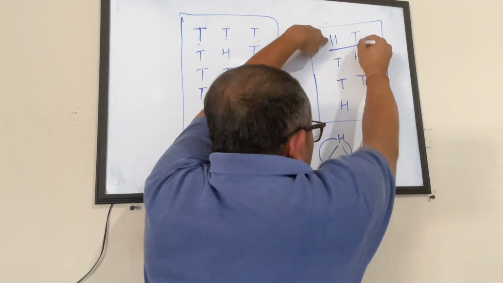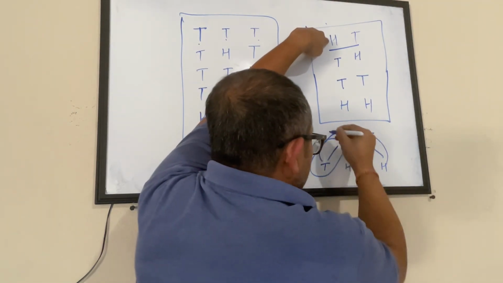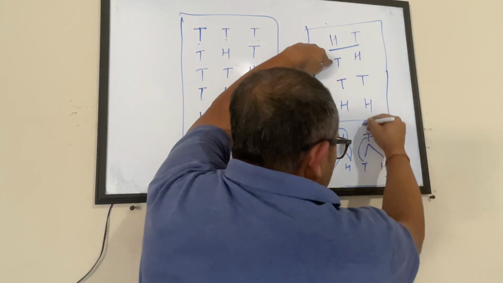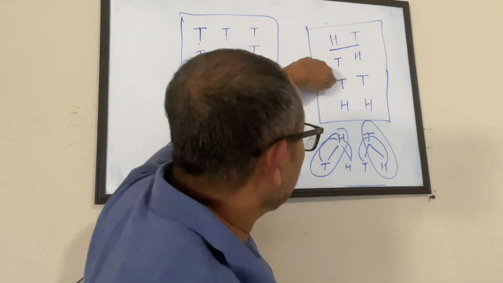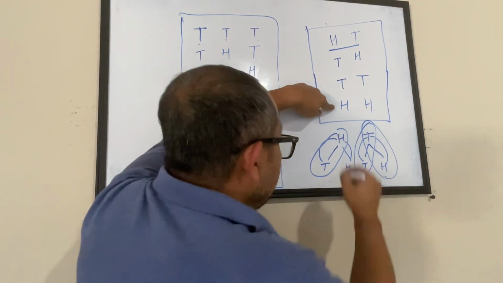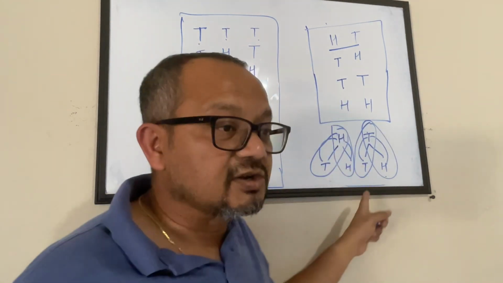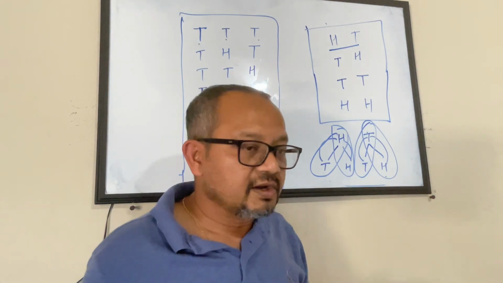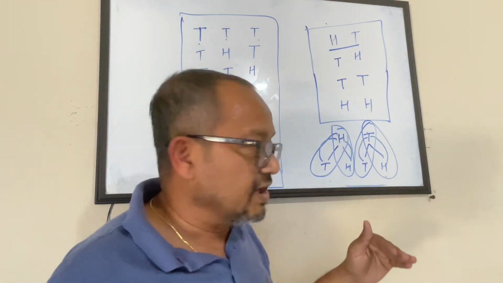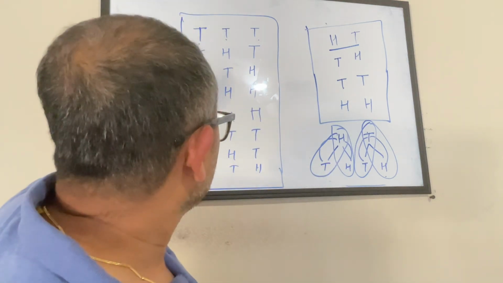So look at this one: head, tail. This is your combination. Tail, head. Tail, tail. This is your third combination. Head, head is your fourth combination. So this is called the tree structure, where you pick one as a base and see what are the alternate combinations you have.